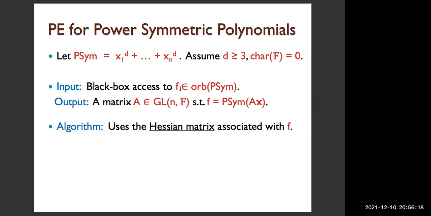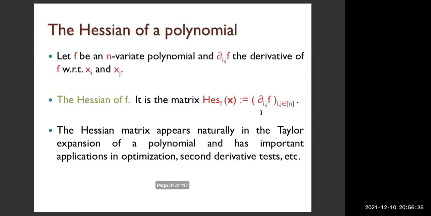You're given black box access to F, which is in the orbit of a power symmetric polynomial, and you want to output a matrix A such that F is equal to PSym(AX). The algorithm uses what is called the Hessian matrix of F. So let me define what the Hessian of F is.